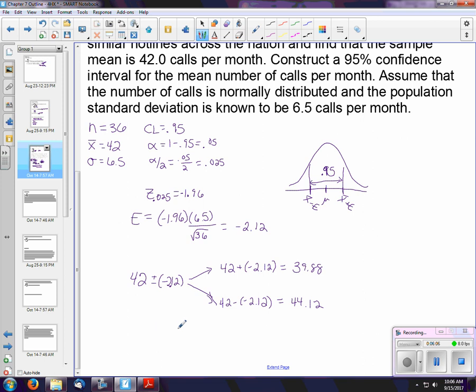So how could you write this as a confidence interval? We would say that the population mean is bounded between 39.88 and 44.12. In context, we can be 95% confident that if we were trying to estimate the population mean number of calls to expect, it's going to be somewhere between 39.88 and 44.12 phone calls per month. So the idea is that based on this level of confidence, we are constructing our boundaries. So 95% of the time, our population mean will actually fall in this interval that we've constructed.